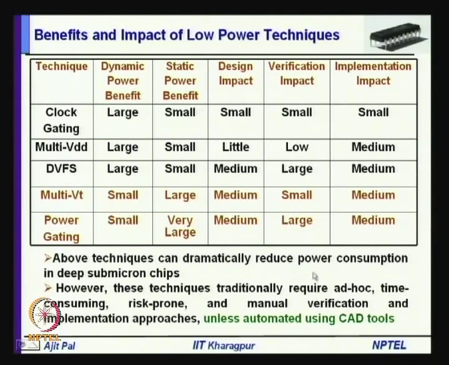These techniques can dramatically reduce power consumption in deep submicron circuits. However, these techniques traditionally require an ad hoc, time consuming, risk prone and manual verification and implementation approach, unless automated using CAD tools. That means, unless you implement these techniques using automated CAD tools, they are not really very beneficial, because it takes a long time, they are risk prone, and manual verification and implementation is not a good situation when complexity is very high.